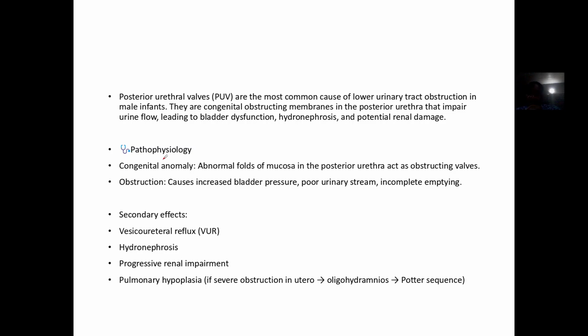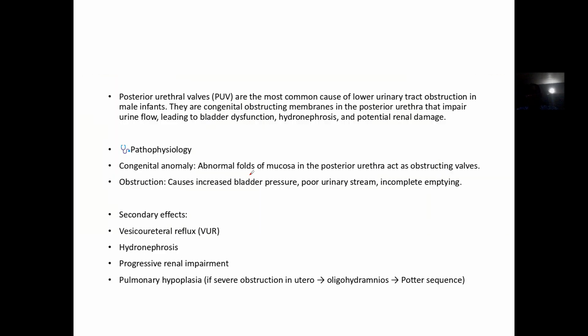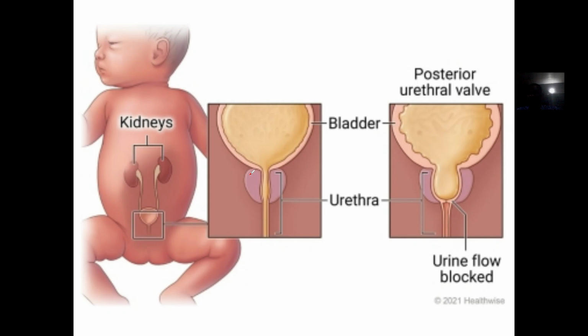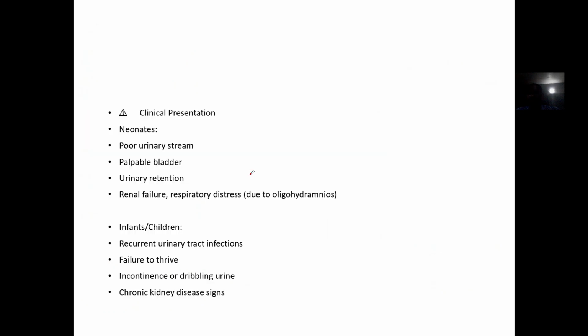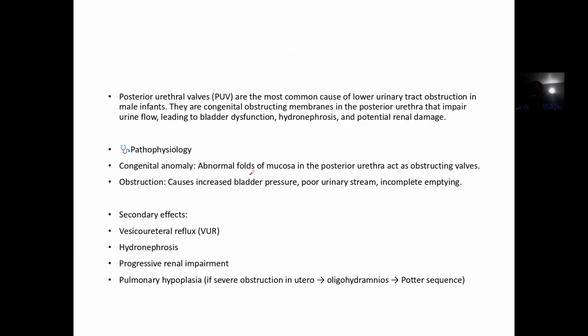So pathophysiology, they are congenital. Okay, so there are abnormal folds of mucosa in the posterior urethra, so they are the ones that actually act as obstructing valves. They cause increased bladder pressure, poor urinary stream, incomplete emptying of the bladder. Okay, I have the pictures here, where you are seeing the posterior valves.